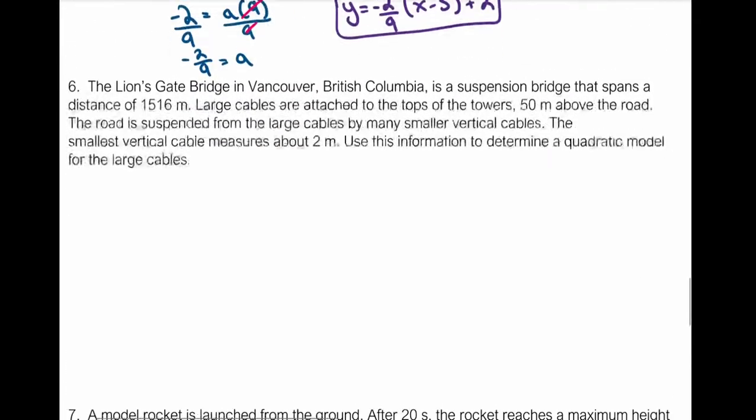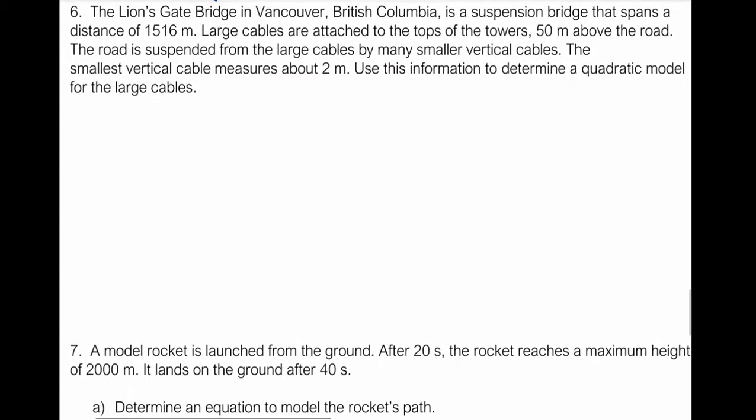So example 6. I'm going to pause after I read the question to let you try to come up with a solution. Actually, we'll probably try to draw this out first and then let you try to reason through it. The Lions Gate Bridge in Vancouver, British Columbia is a suspension bridge that spans a distance of 1,516 meters. Large cables are attached at the top of the towers 50 meters above the road. The road is suspended from the large cables by many smaller vertical cables. The smallest vertical cable measures about 2 meters. Use this information to determine a quadratic model for the large cables.